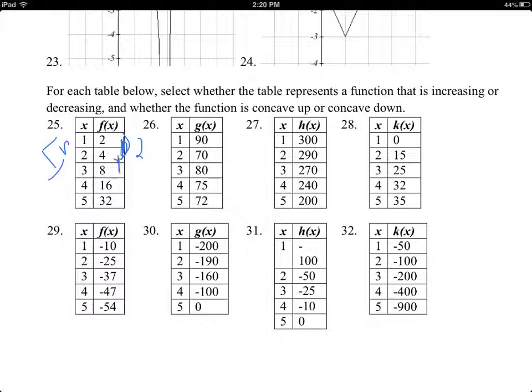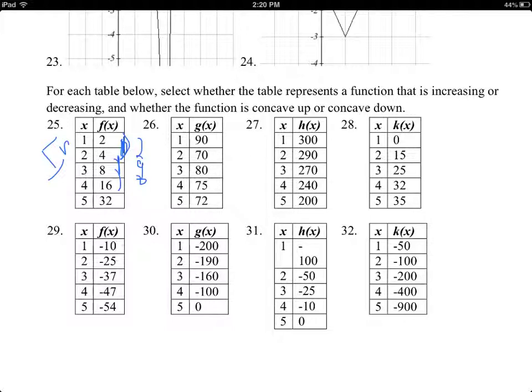What's the change between 4 and 8? I mean, between 2 and 3? 4. What's the change there? 8. So it's getting bigger and bigger and bigger, isn't it? We don't really care so much about what the pattern is. We just want to find out, is it increasing?